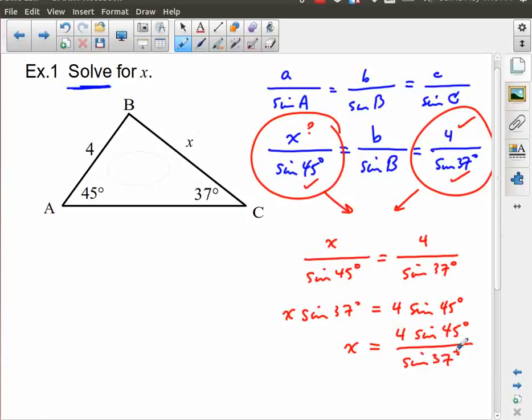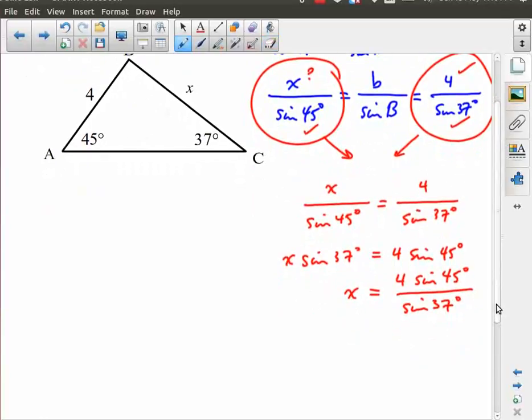The reason why I do this all algebraically to start is because I would like to put this all into my calculator in one pass. So I'm going to do that now. 4 sine 45 divided by sine 37. I'm fortunate I've got a calculator that lets me put that in fairly directly as is written. And so that's approximately equal to, from my calculator, 4.69983, which is far more decimal places than I need.